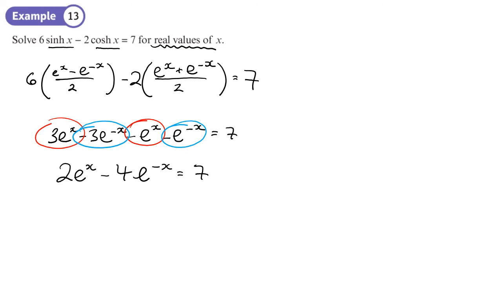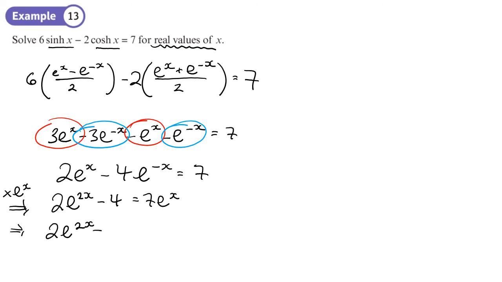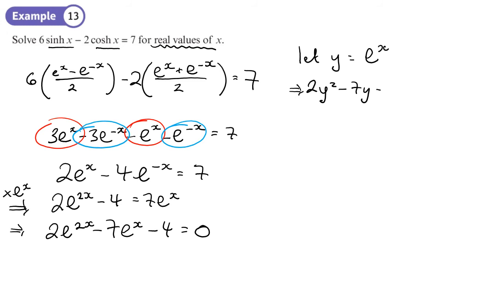Now we know the trick for solving these is to multiply everything through by e to the x, so we end up with 2e to the 2x minus 4 equals 7e to the x. So we'll bring it over because this is basically a quadratic. 2e to the 2x minus 7e to the x minus 4 equals 0. Now if you like, you could say at this point let y equal e to the x, so your equation would become 2y squared minus 7y minus 4 equals 0.